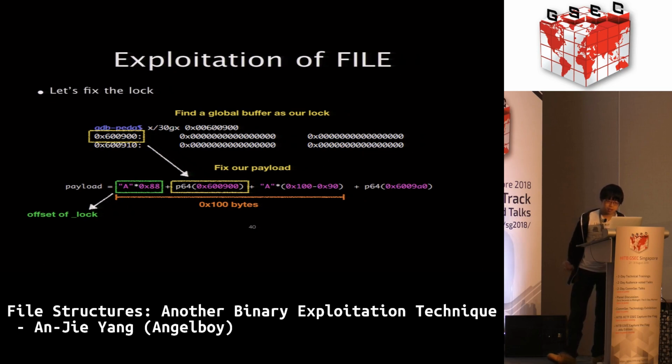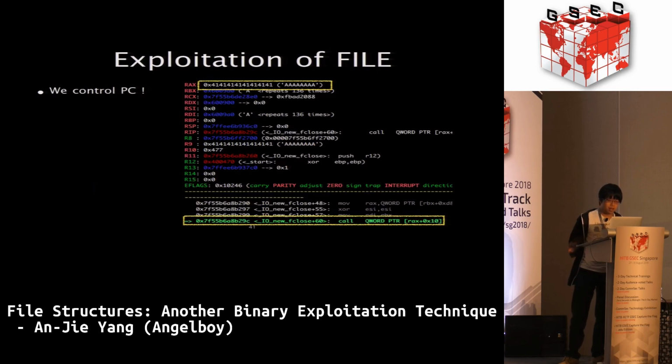We can use a debugger or the source code in glibc to get the offset. And we also need to pad with 0x100 bytes to override the file pointer. After modifying our payload, we run it again. We find we crash at the call instruction, and the value of the register is our input. That is, we control the program counter.